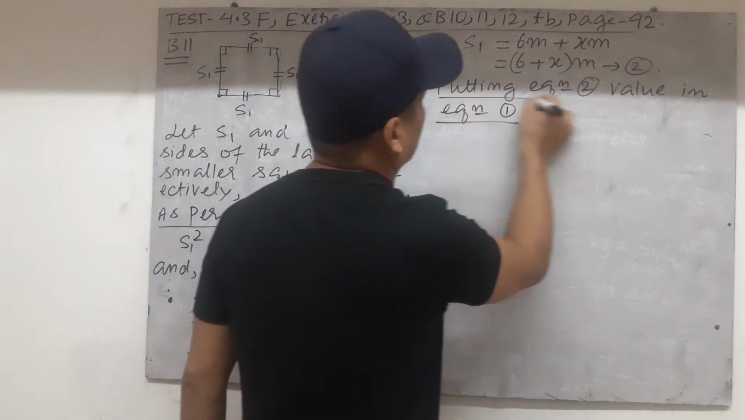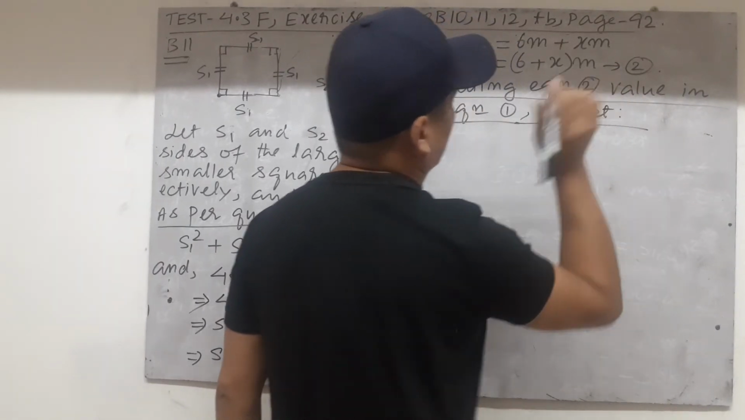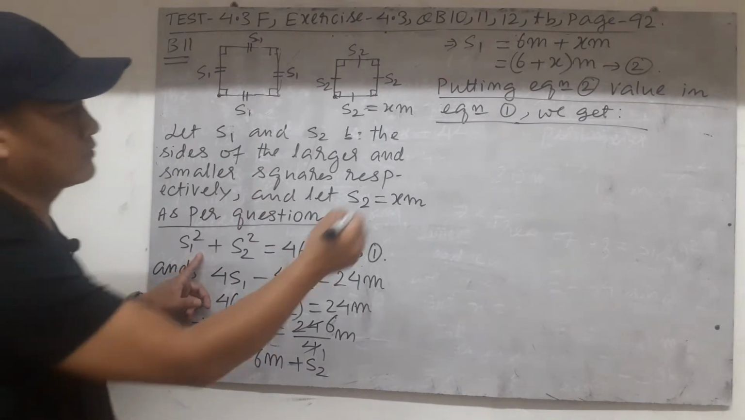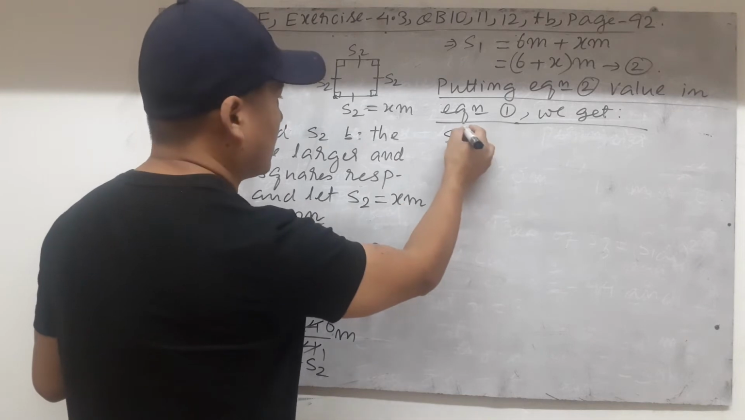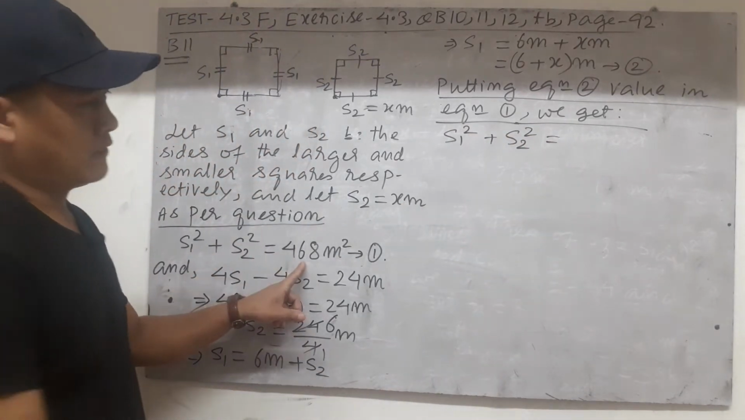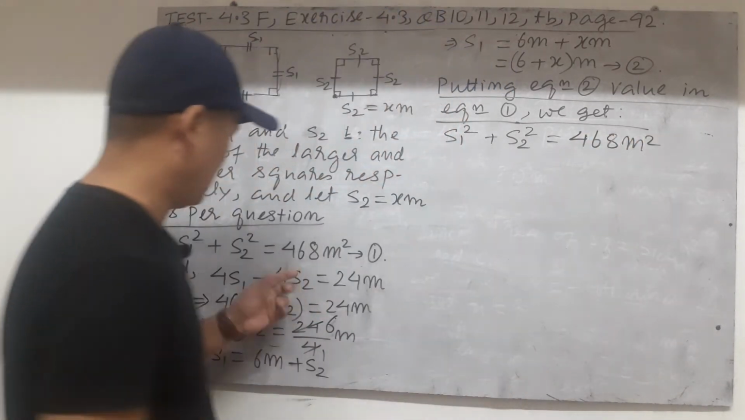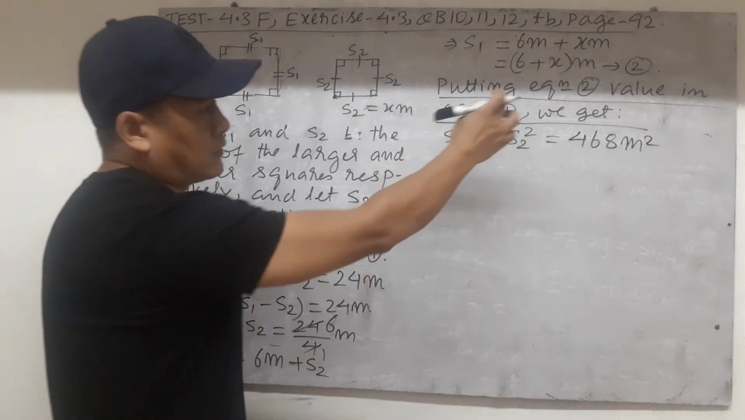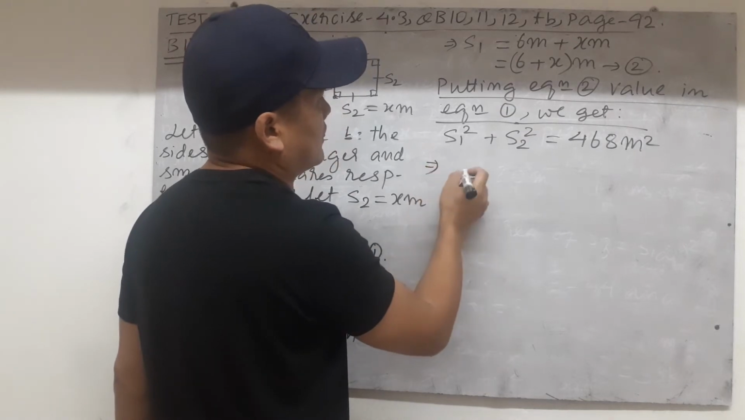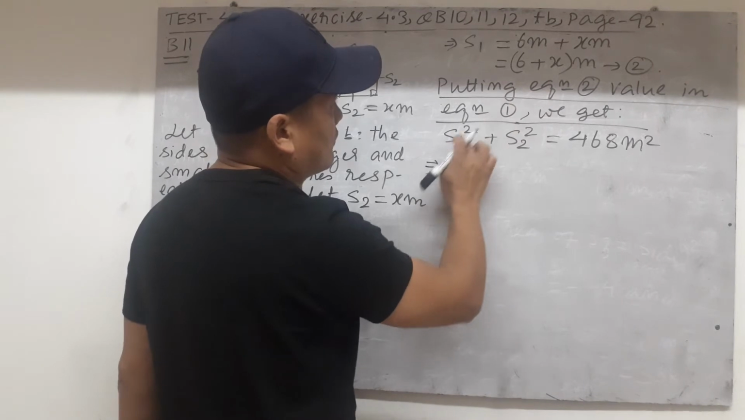Let us try that. Equation number 1. What would we get? We get, putting the value of 2 in 1, means, just write 1 once just to understand it better. s1 square plus s2 square is equal to 468 meters square. That's equation 1, as you can clearly see. Then putting equation 2 value in 1, this is 2. So we're going to replace this s1 by 6 plus x.